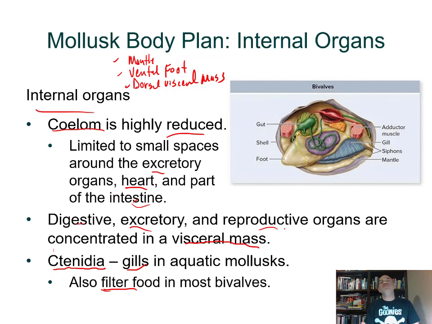Well, that's what they do. They sweep those food particles towards their mouth, which would be located on the anterior end. For the clam, here's the ventral foot. Here's your dorsal visceral mass. So this is the ventral side of the clam.